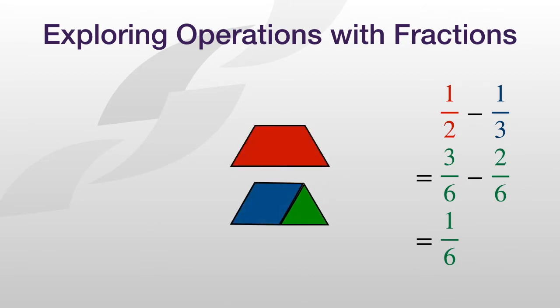Subtracting can also be thought of as comparing. The difference between the yellow hexagon's half, the red trapezoid, and the blue rhombus is the green triangle. 1/2 is greater than 1/3 by 1/6.